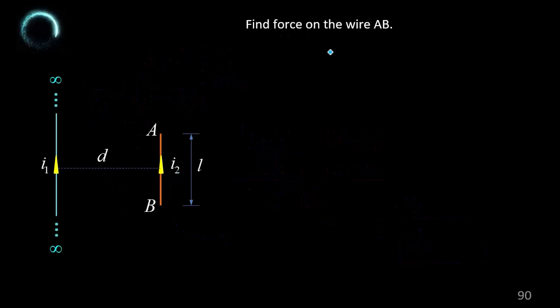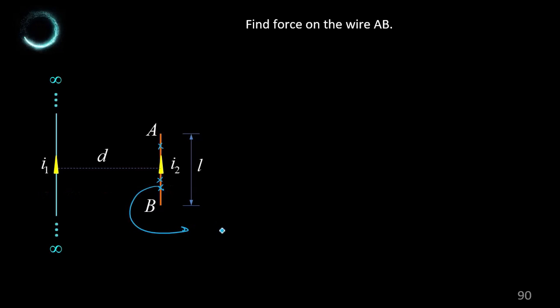Now come to the situation where the electric field or magnetic field is not the same. Suppose there is an infinite wire, and for this infinite wire there is another finite wire AB placed sidewise, and you are asked to calculate the force on this AB wire. Now, can I say all the points on the AB wire are under the same magnetic field?